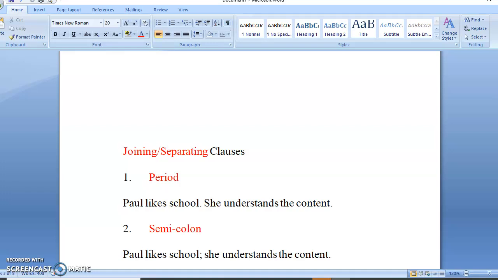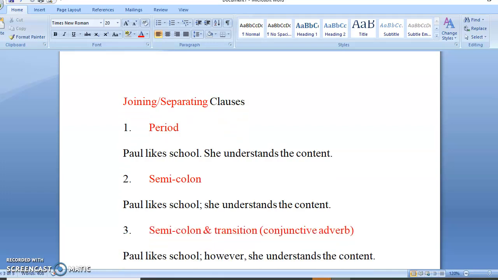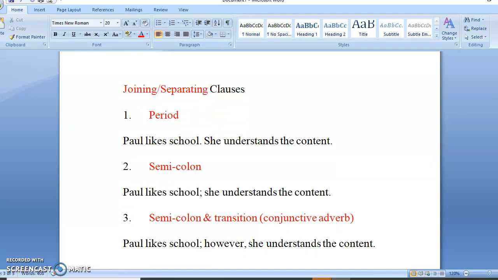So you can separate two independent clauses with a semicolon and you are fine. One of my favorite ways to separate independent clauses would be a semicolon and a conjunctive adverb. Paul likes school; however, she understands the content.